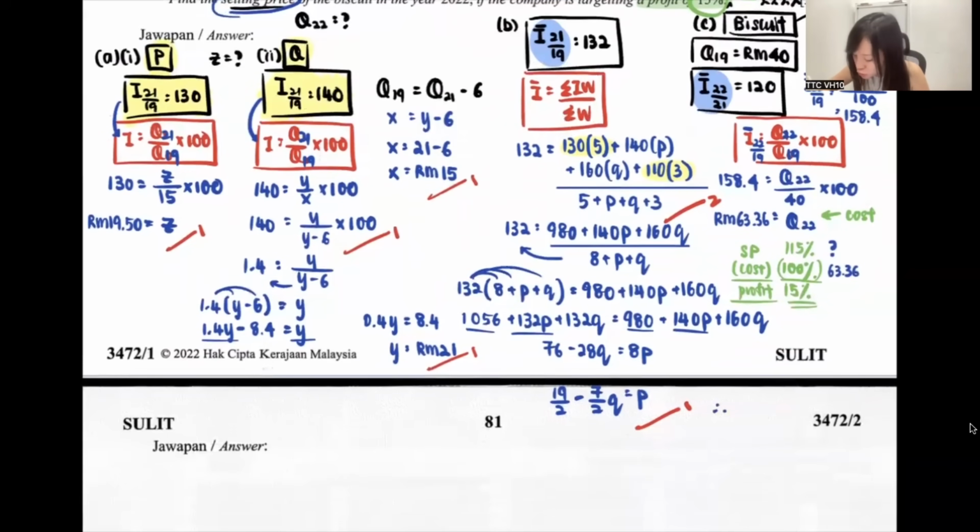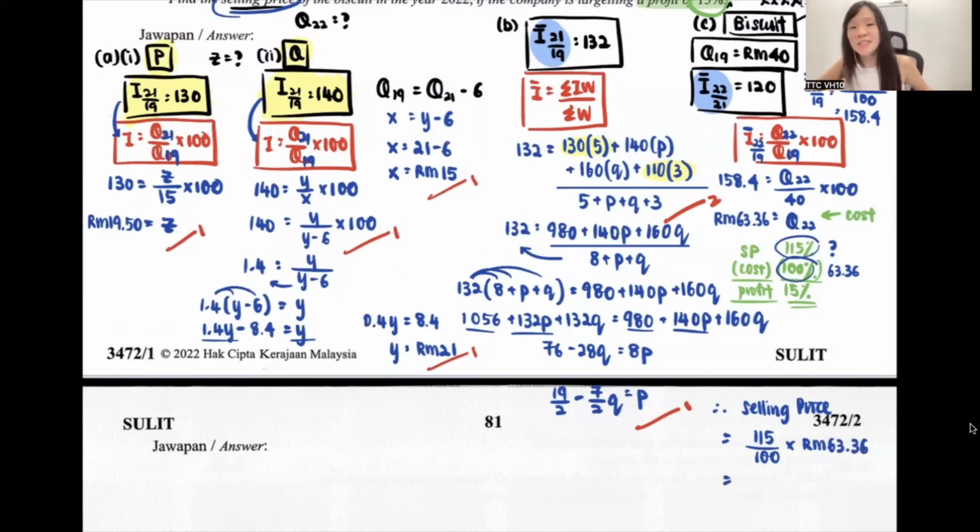Using something like ratio. So you want to find the selling price. This one I think you learned it from Form 3. The one that you want to find is worth 115%. The one that you have is 100%, times RM63.36. Do you remember? A ratio thing. You use the one that you want to find, divide by the one that you have, times the value that you have. So 115 divided by 100 times 63.36. I guess you get the answer RM72.86.